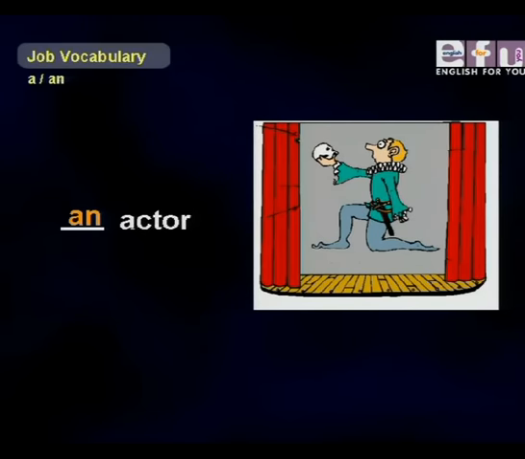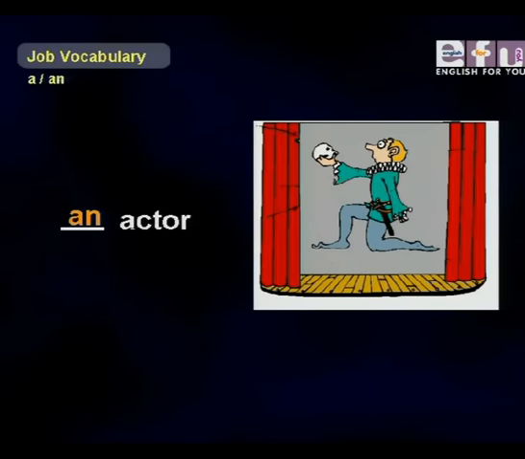An artist draws pictures. An engineer designs technical projects. A police officer protects people. A sales assistant sells things. An actor acts. An accountant manages money. Okay, so this is pretty normal.